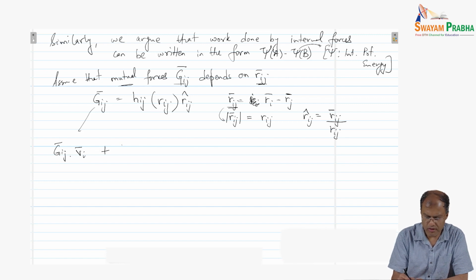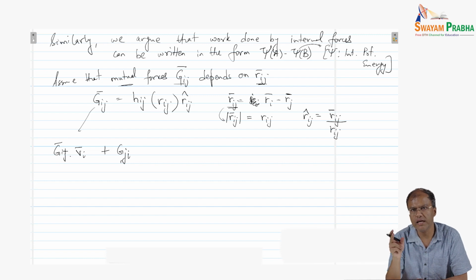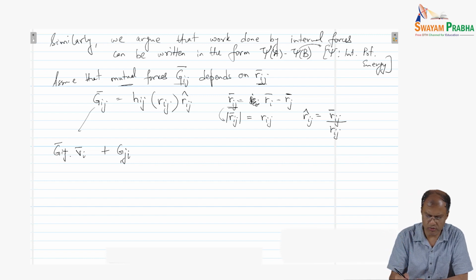So this is Gij Vi plus Gji Vj. I hope to the listeners that both these conventions are clear. Gij depends on the direction from i to j, and Gji is the opposite direction. So Gji dot Vj. Okay, so we have the following.